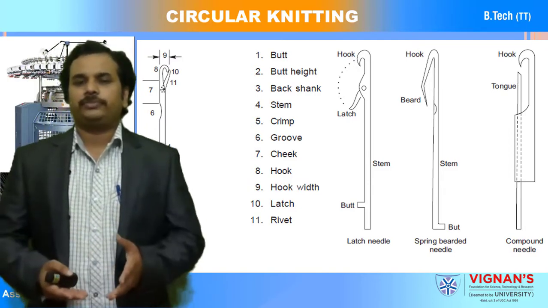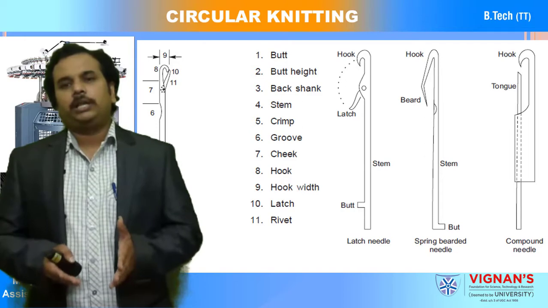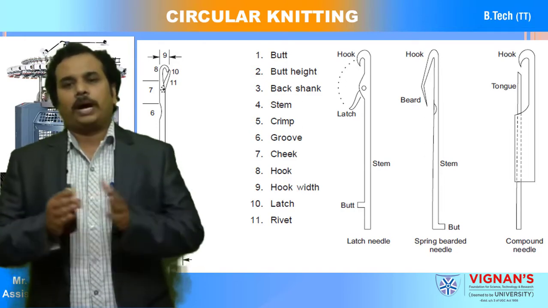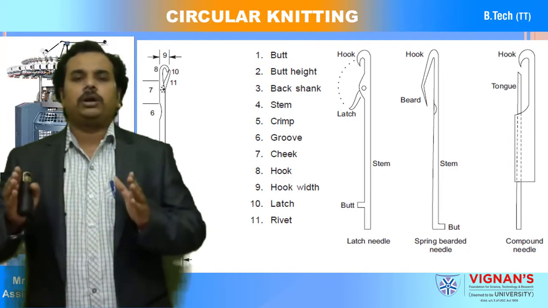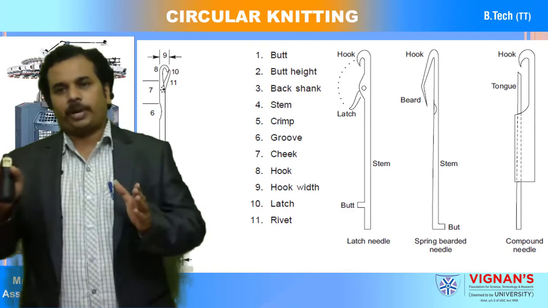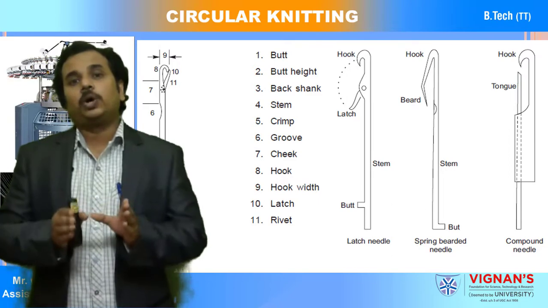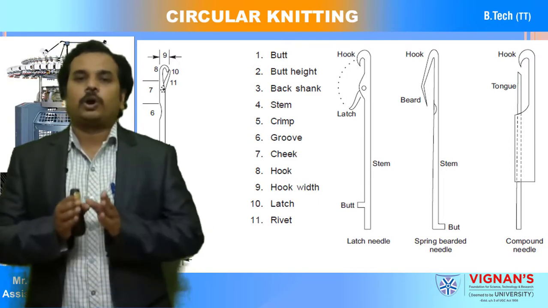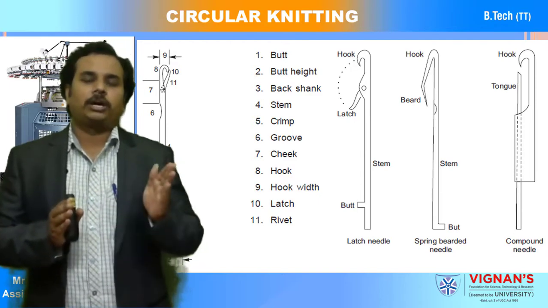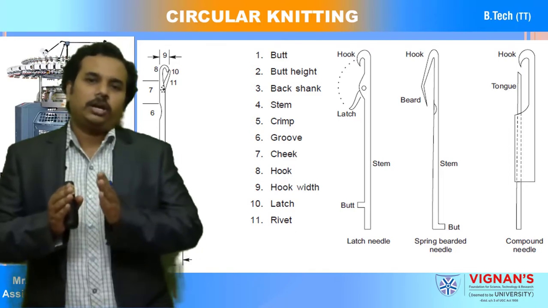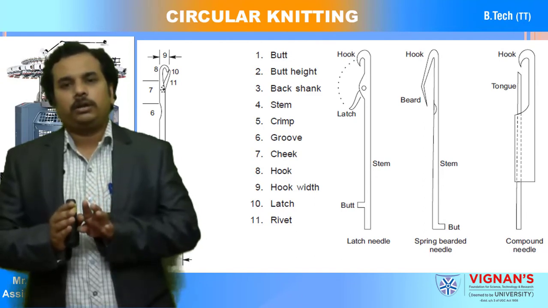And the third one is the compound needle. If you see here, there are two elements, two parts. The tongue part is separate and the needle hook part is separate. The needle hook and the stem are together, and the tongue part is separate. The tongue, which you can also call the closing element, is a separate part of the compound needle.